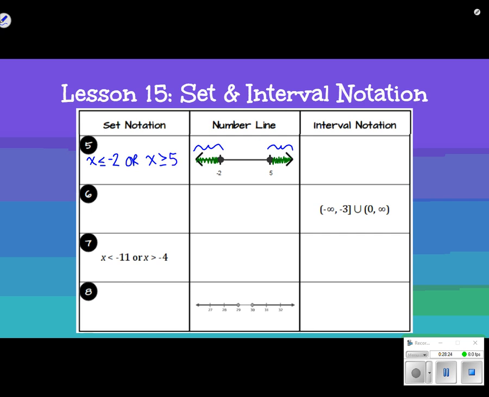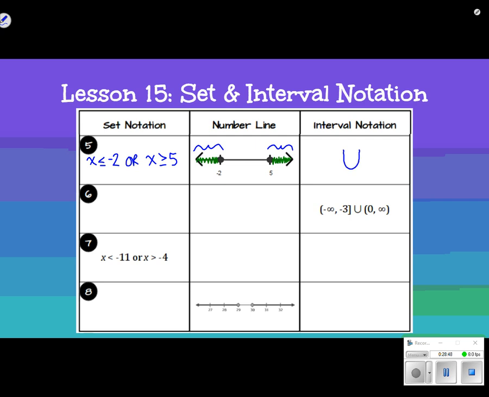Okay, so this is one that we did in those first 3, where because we have OR, we have to marry them. We have to union them with that big capital U, that new symbol that you're learning, in addition to when do you use parentheses and brackets. So I'm going to go ahead and put my U in. That's what I like to do.